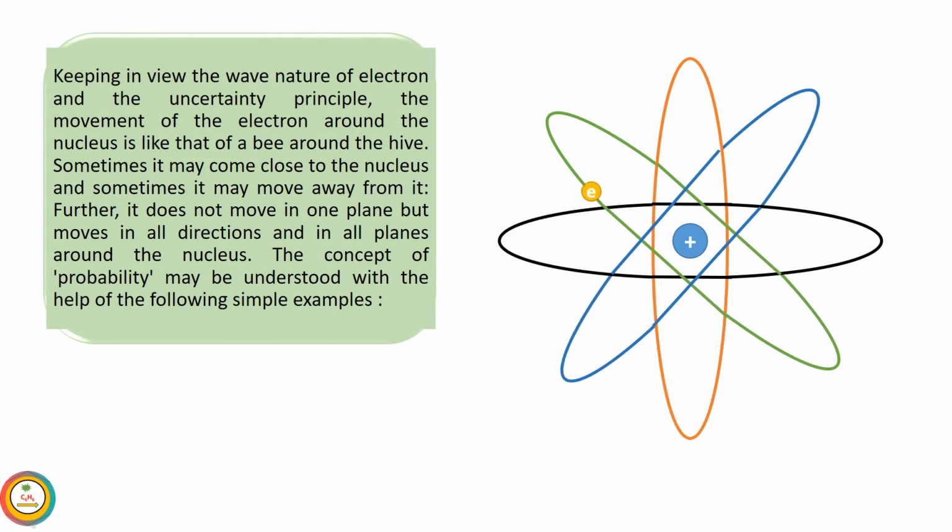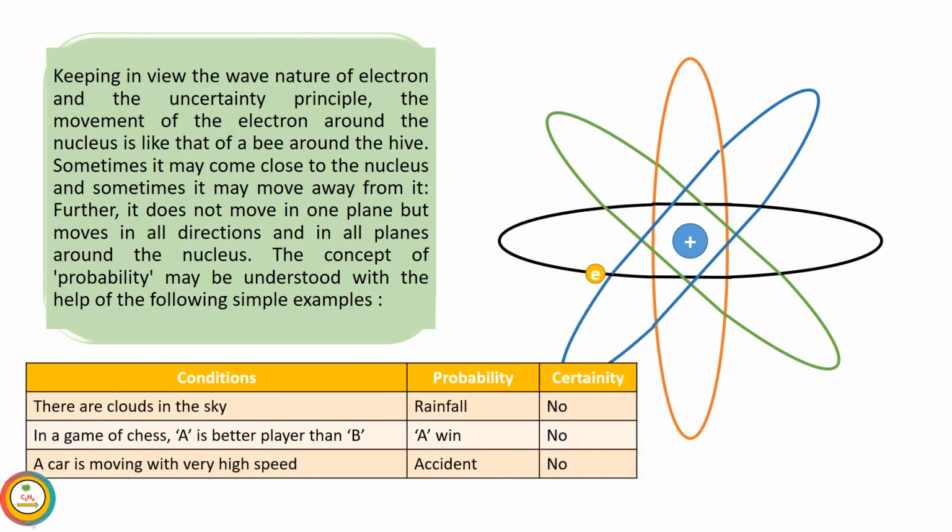The concept of probability may be understood with the help of some simple examples. First, there are clouds in the sky, so the probability is that there may be rainfall. But is there 100% surety? No. In a game, A is a better player than B, so the probability is that A may win. But is it 100% sure? No, there is no certainty that player A wins.